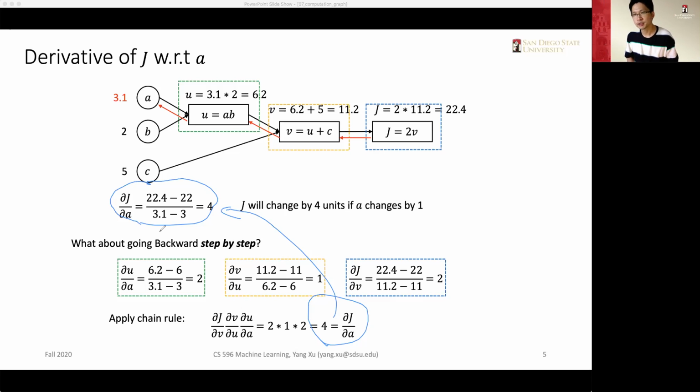But we'll later see that if the computation is very complex, very complex mathematical expressions, then we can apply these chain rules or use this step-by-step backward style in a really convenient way. It will really be a convenient tool to help compute the derivatives of the output function with respect to the input functions.